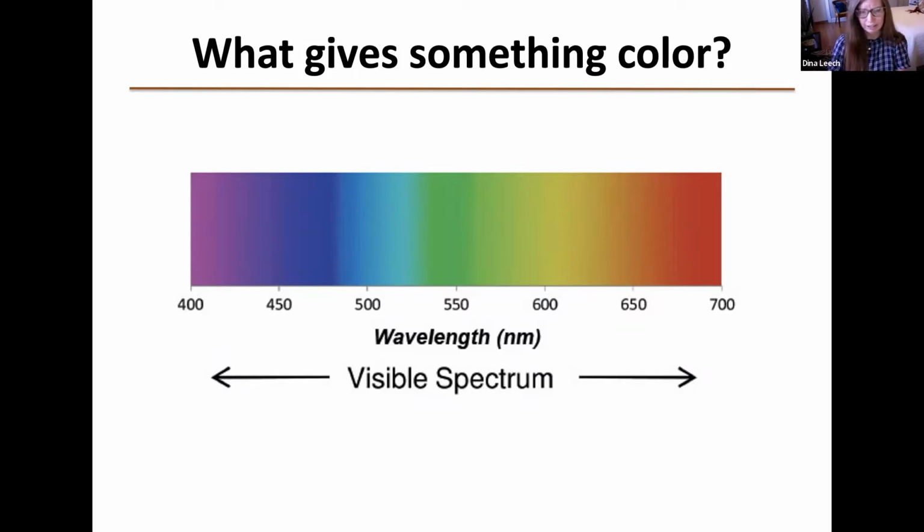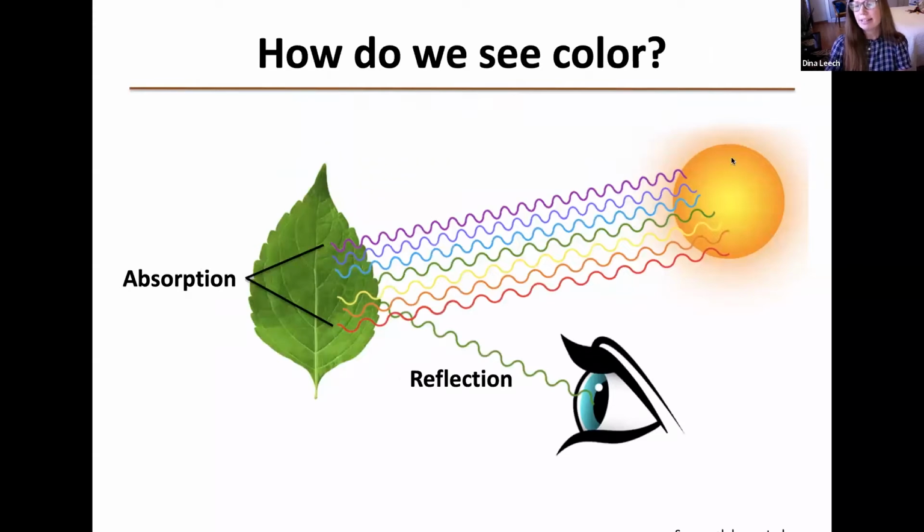So how do we see color? Well, remember that the sun is emitting this visible light, and as it strikes the surface of an object on Earth, two things can happen. Those wavelengths of light can either be absorbed or they can be reflected. So as we're looking at visible light hitting the surface of this leaf here, we see that most of the wavelengths of the visible spectrum are being absorbed, except the green wavelengths are hitting the surface of the leaf and bouncing off. They're being reflected.